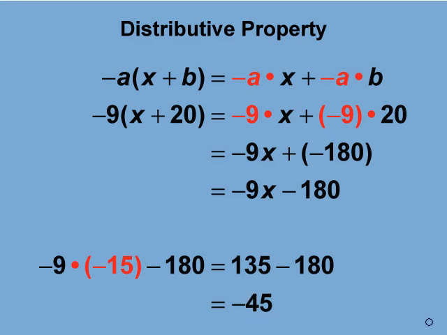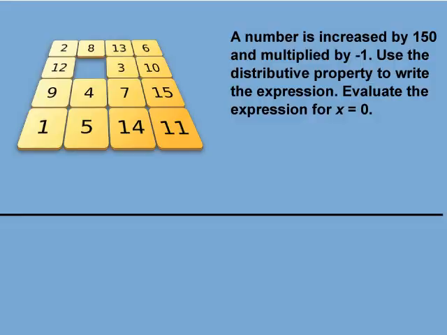Let's look at a final example. A number is increased by 150 and multiplied by -1. Use the distributive property to write the expression. Evaluate the expression for x equals 0. This is a final example of converting words into an algebraic expression. Let's start with this part. A number is increased by 150.